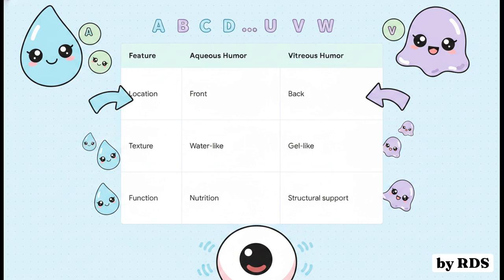Now, you might be wondering, why doesn't this little sphere just collapse like a deflated balloon? Well, that brings us to two really vital fluids, the aqueous humor and the vitreous humor. And a super easy way to remember where they are is just simple alphabet logic. Aqueous starts with A, the first letter, so it sits at the very front, right between the cornea and the lens. It's a watery fluid that gives the eye nutrition and shape. Vitreous starts with V, way down the alphabet, so it sits in the very back, between the lens and the retina. It's this thick, gel-like substance that provides the heavy-duty structural support to keep everything perfectly inflated.